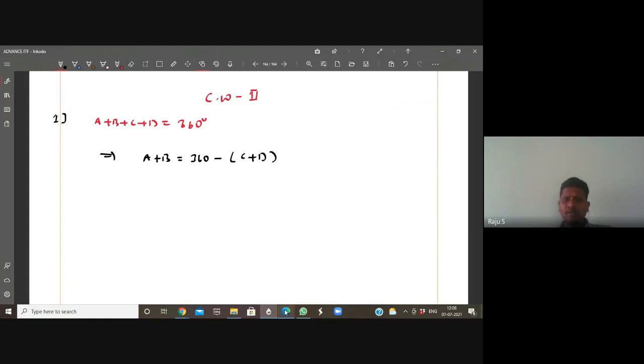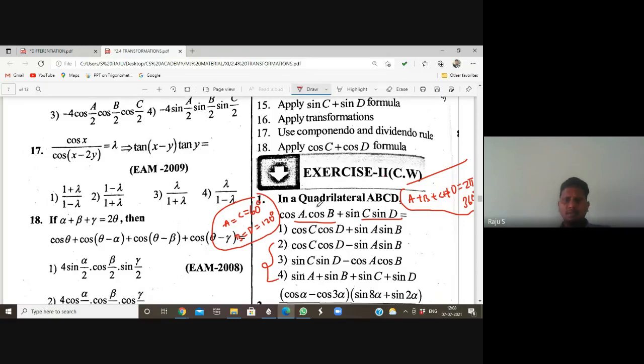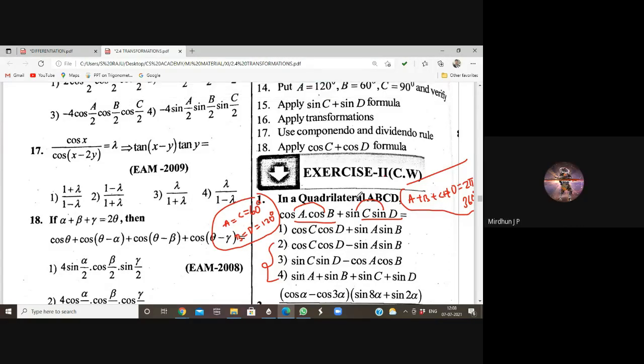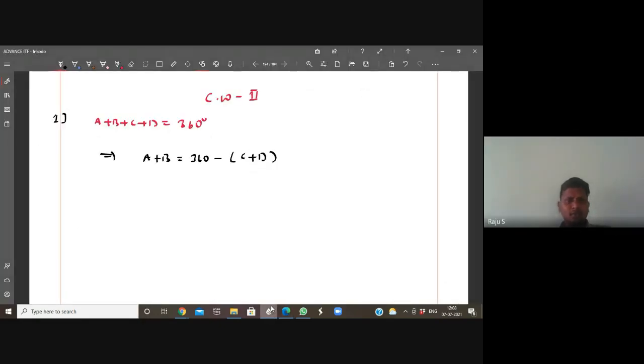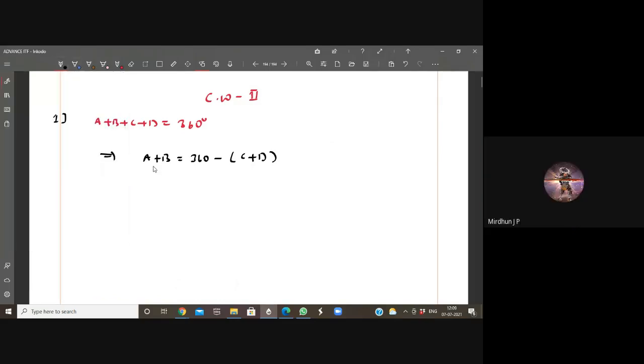And also if you see, cos A cos B is there, and sin C sin D. For which formula are we going to get cos A cos B? Both will be. Sir, we can multiply by 2, sir. Okay, when you multiply by 2, we'll get 2 cos A cos B, sir. It is in the form of cos x plus cos y, sir.